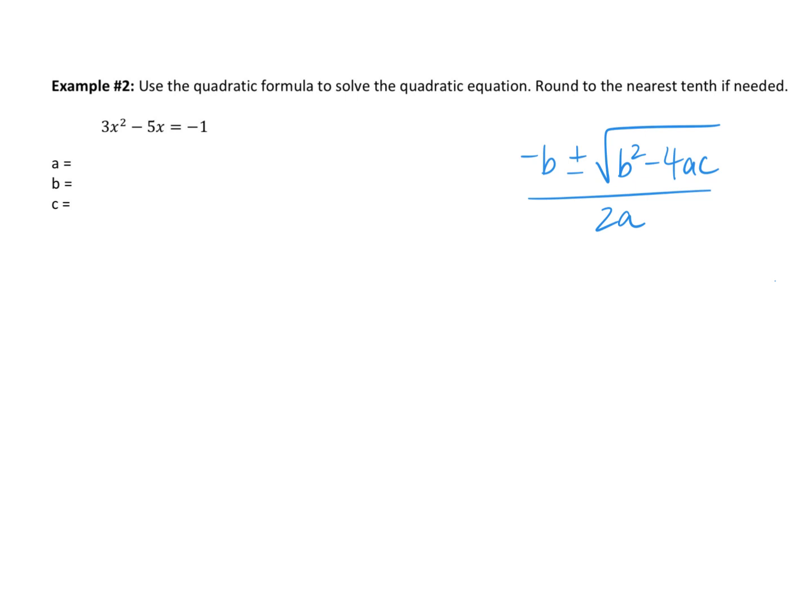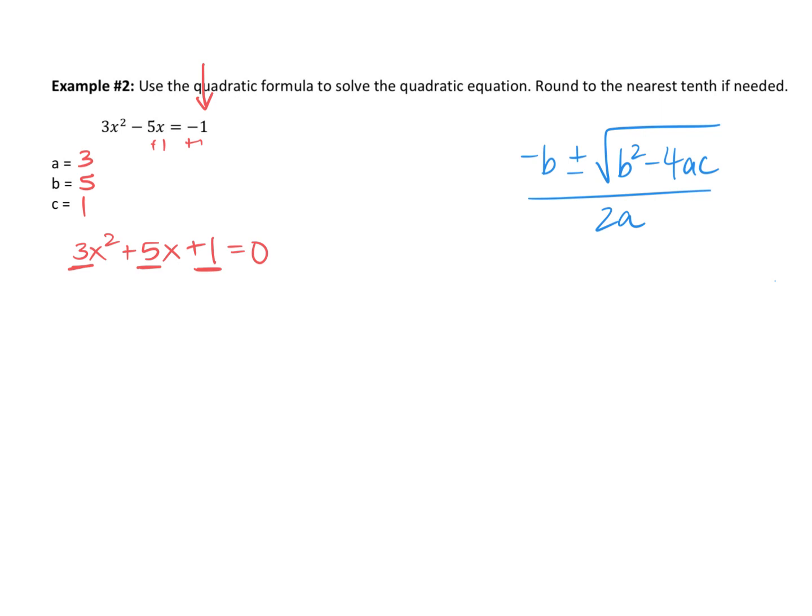All right, so now I am going to substitute some values in. So first thing I notice, it does not say equals 0. So I need to move that 1 to the other side. So I have 3x squared plus 5x plus 1 equals 0. Okay, now I'm going to define my a, b, and my c. Well, my a value is 3, my b value is 5, my c value is 1.